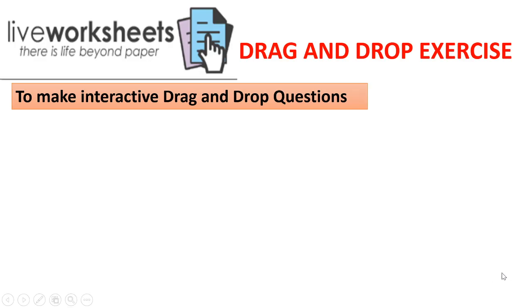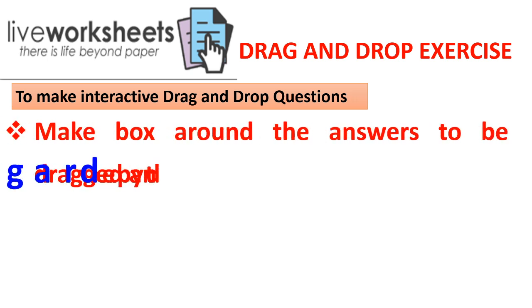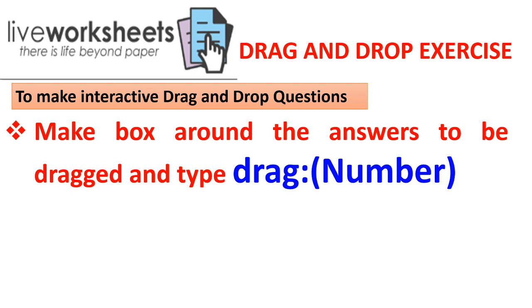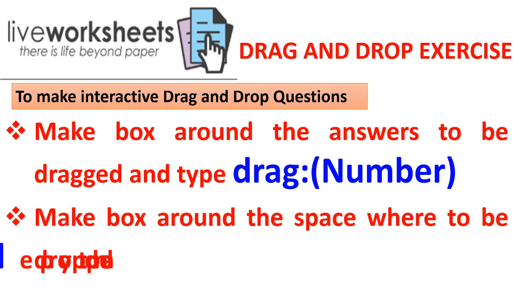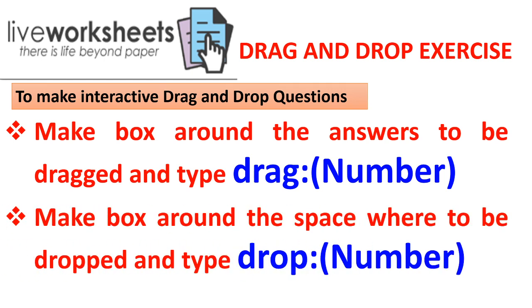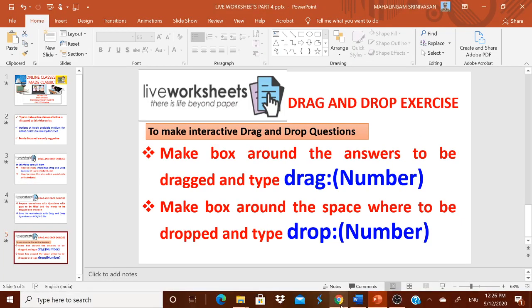Simple. Note it down. To make interactive drag and drop questions, make a box around the answers to be dragged and type drag and the number. Maybe drag 1, drag 2, drag 3, drag 4, like that. Then make a box around the space where it is to be dropped and type drop 1, drop 2, drop 3 and so on. Drag 1 is to be dropped in drop 1, drag 2 in drop 2 and drag 3 in drop 3. No need to tell you what should be done.